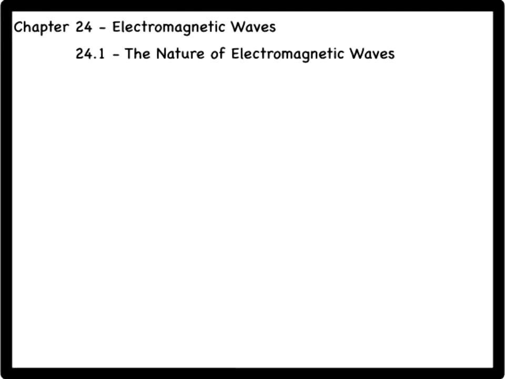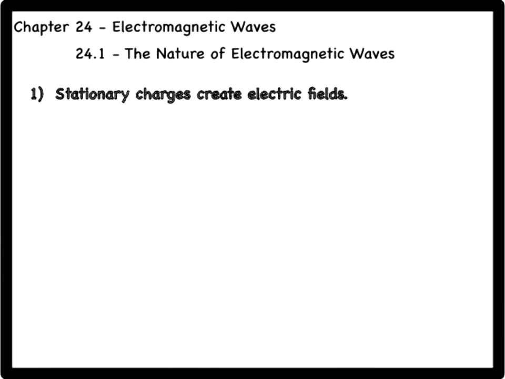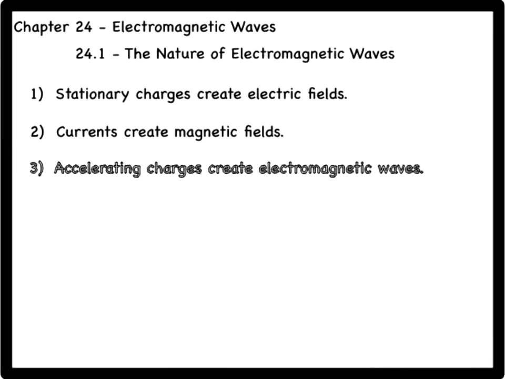In Chapter 18, we developed the concept of an electric field and showed that these were created by stationary charges. In Chapter 21, we moved these charges at constant speed in a wire to produce currents, and these moving charges created magnetic fields. Now we want to bring electricity and magnetism full circle by taking charges and accelerating them. This produces something called an electromagnetic wave.